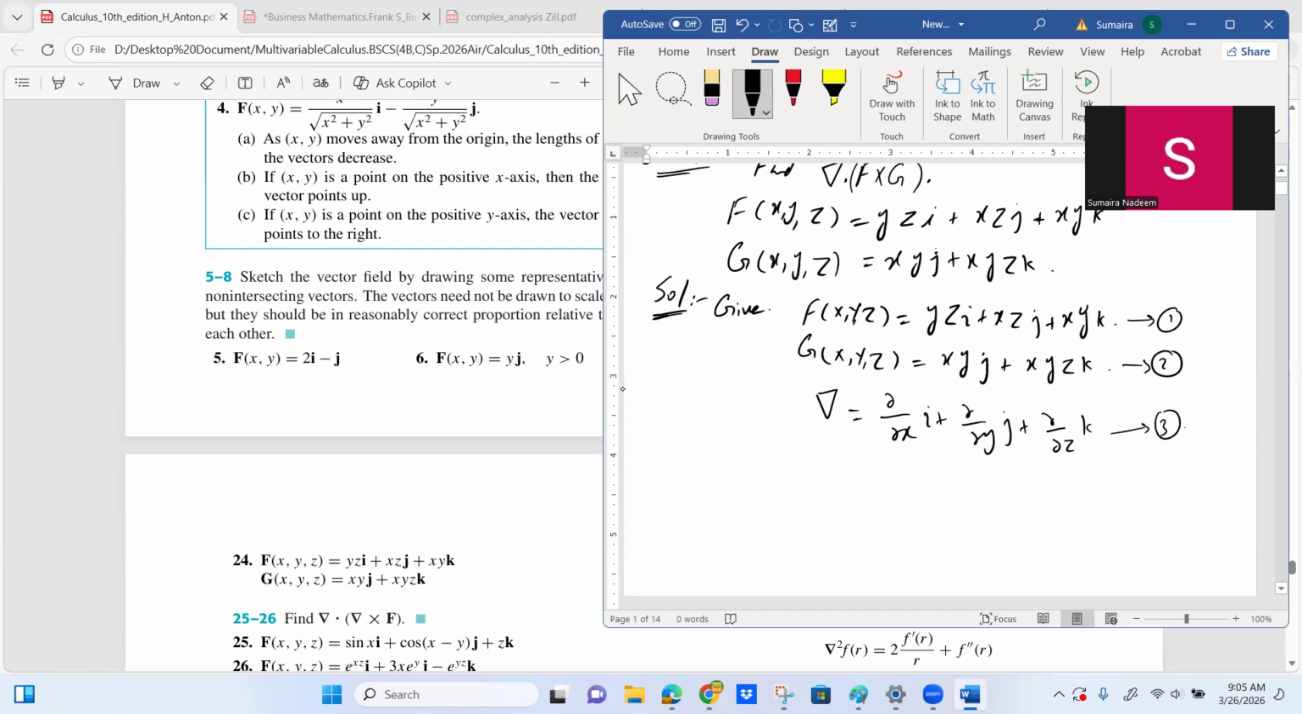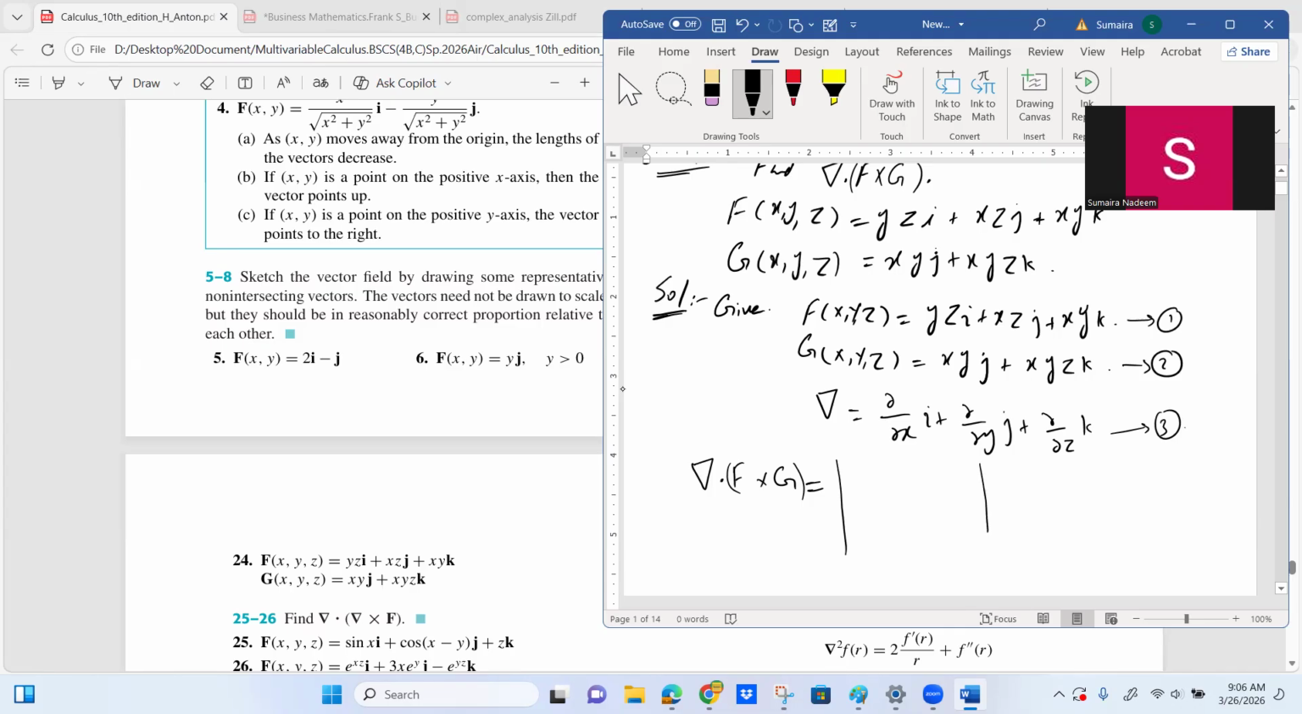Now we have to find the gradient dot f cross g. For this purpose, we have to use a determinant, like a scalar triple product. The value of a scalar triple product is always a scalar quantity. There is no direction, there is no vector in the answer. In a scalar triple product, we find only a scalar quantity.